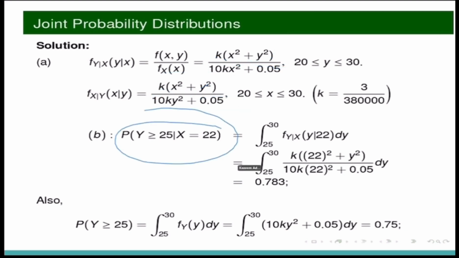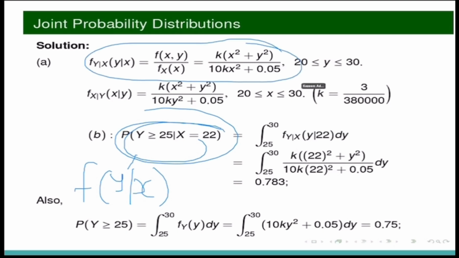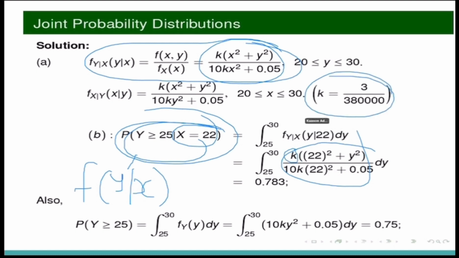And of course, you can now answer a question that has to do with the probability of y greater than or equal to 25, given s equal to 22. Don't forget, you're basically going to use f of y given x here. First plug in s equal to 22, anywhere you see s. The remaining one is basically going to be a function of y. All we need to do is integrate that from 25 to 30. And don't forget your k; you've got to put k in at the end of the day. Your answer is going to be 0.783.